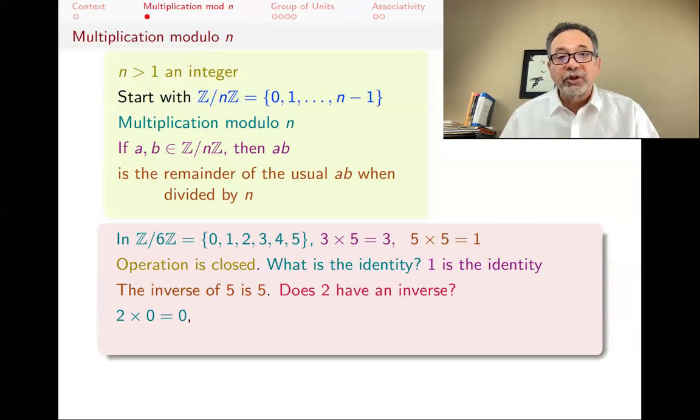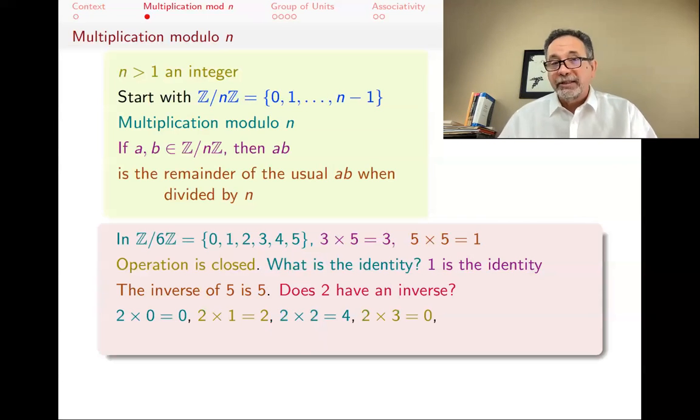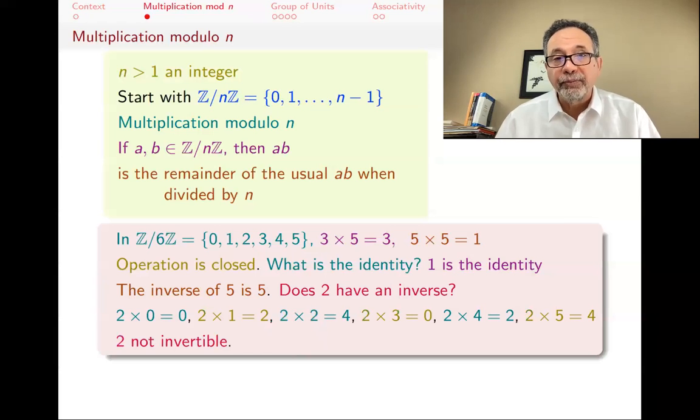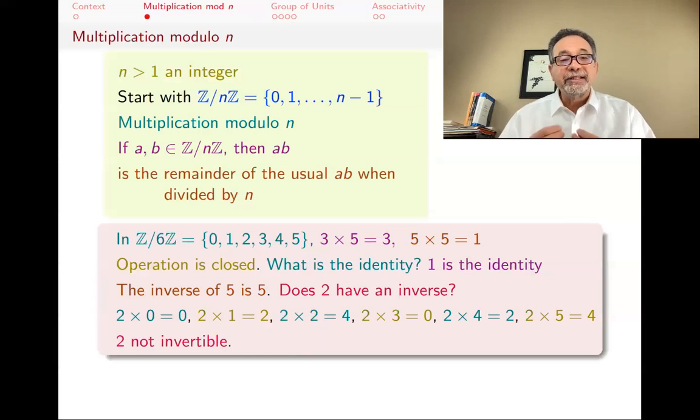2 times 0 certainly is not going to give us 1. It gives us 0. 2 times 1 gives us 2. 2 times 2 gives us 4. 2 times 3 is 0 again, because the remainder of 6 when divided by 6 is 0. And 2 times 4 is 2, and 2 times 5 is 4. When you get 2 times 5 is 10, the remainder when you divide it by 6 is 4. As you see, we never got 1. So 2 times nothing is 1. So in this world, 2 is not invertible. And that's an issue if you want a group, because in a group, we need inverses, which we don't have.